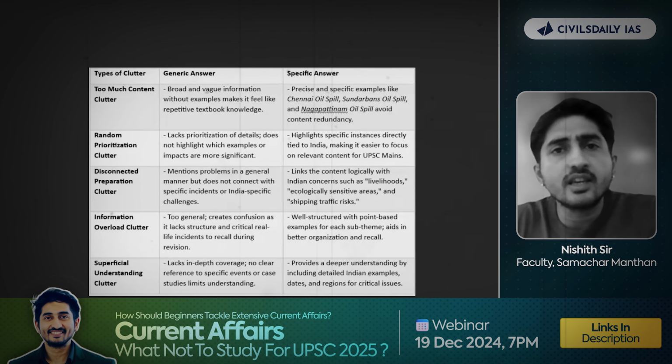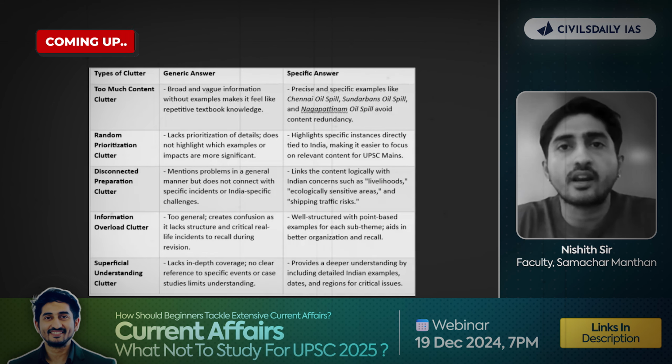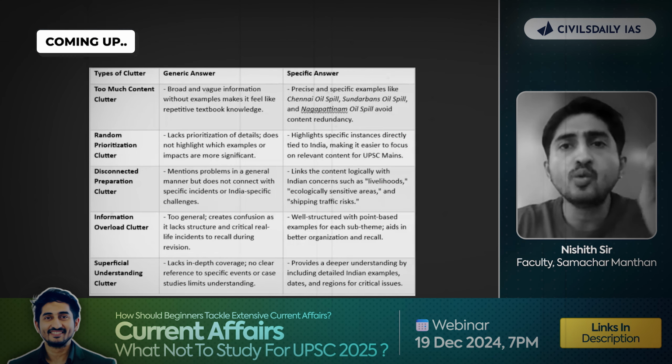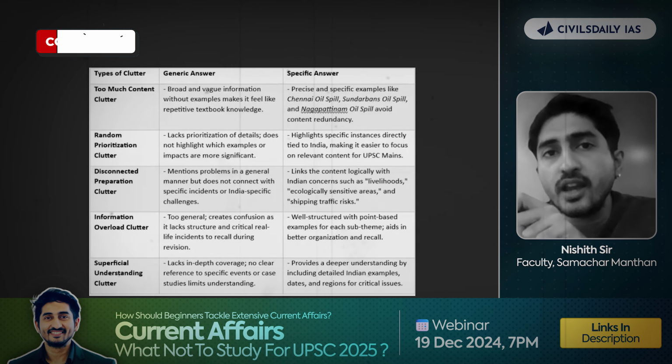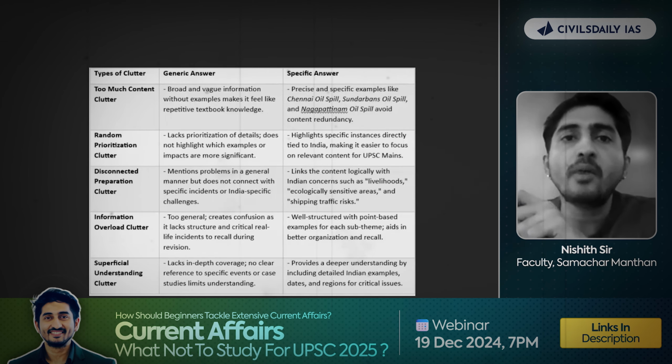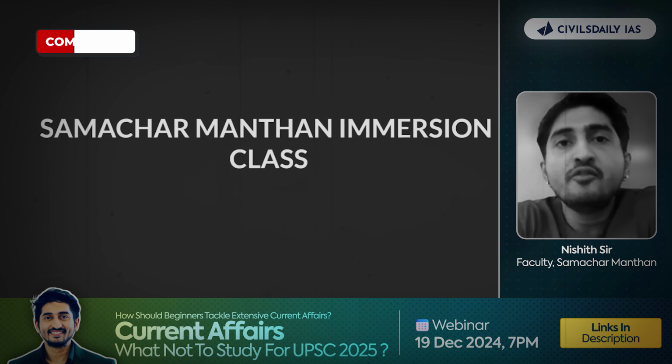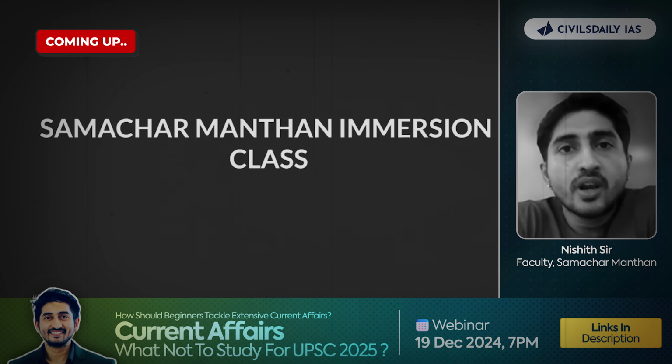What exactly are these five, and how, as a beginner or as a serious aspirant, do we particularly avoid these five forms of clutter so that we end up scoring good marks in our final exam? So I'm clearly waiting to see you all at the webinar tomorrow.